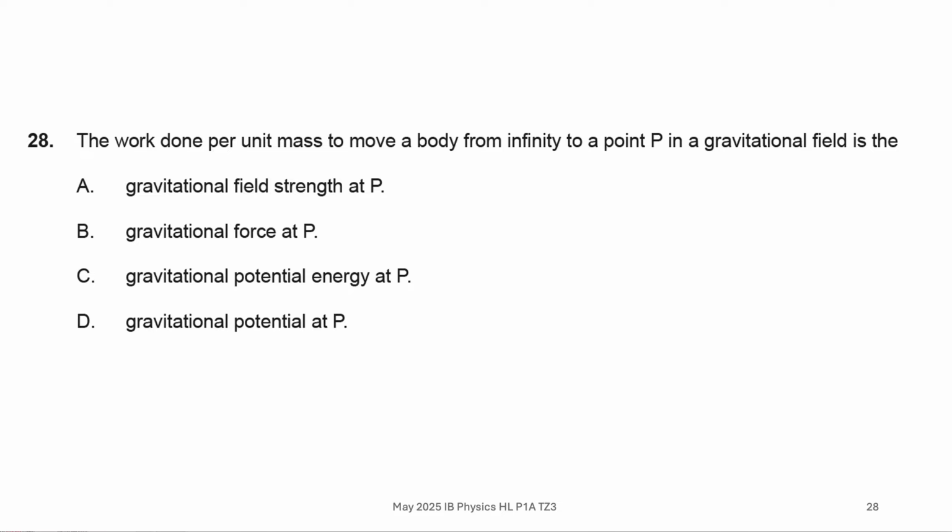Okay, this is a very rare kind of question you get, but it's a nice one to get, all about definitions. We're looking at the work done per unit mass in moving from infinity to point P, and we're trying to link that to one of the four quantities. Now, they're all very similar. We've got field strength, force, potential energy, and potential.